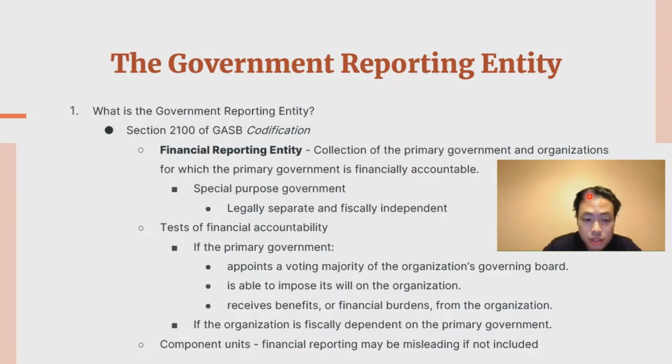The primary government is usually the state or local general purpose governments, which aim to provide a wide variety of services. We know this because we learned this from the previous chapters. They can also be special purpose governments, which we know exist to only perform a specific function. Just as a recap, these are legally separate entities existing on their own, and they're also fiscally independent of the primary government. Here's a simplified version of a test you can use to determine financial accountability.